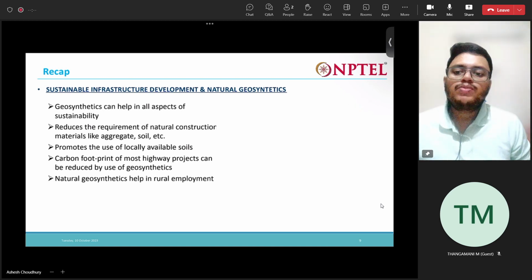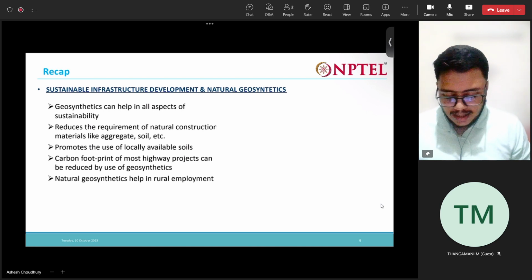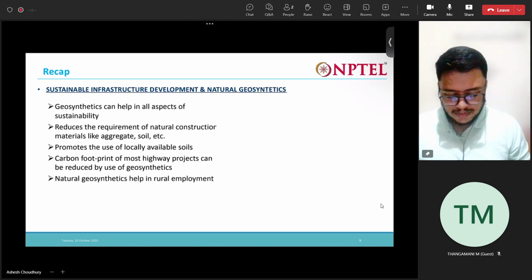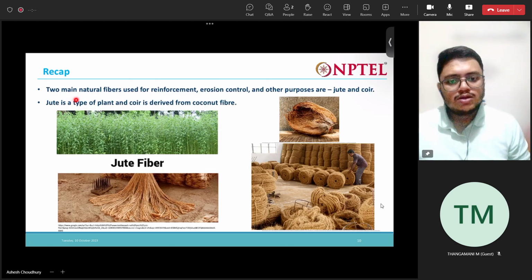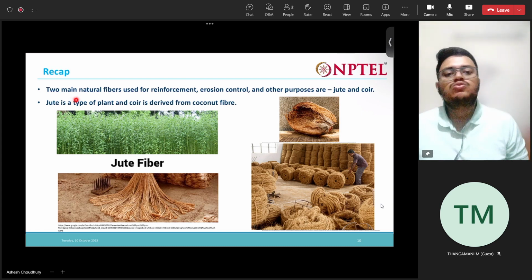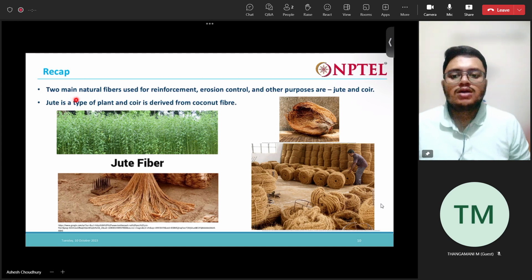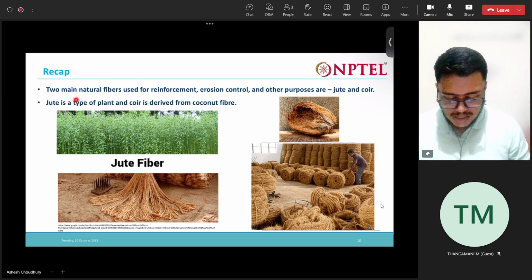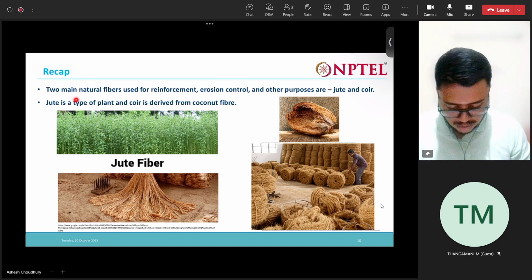There are mainly two natural fibers that are used for reinforcement, erosion control, drainage, filtering, and other purposes. They are jute and coir. So how do you get them? Jute fiber is obtained from the jute plant. I have given this image here, this jute plant is where we get the jute fiber.